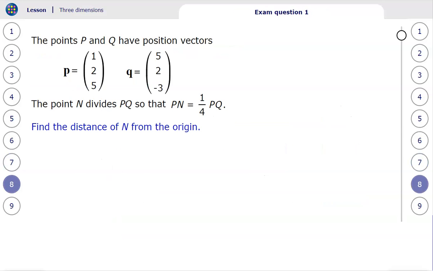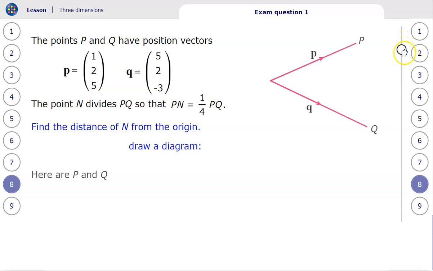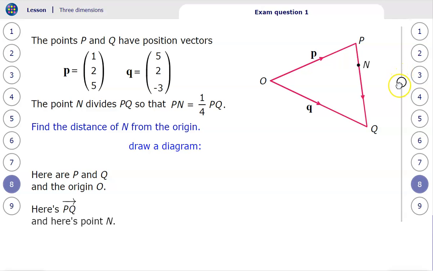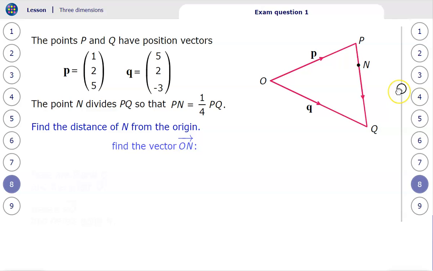Different problem says this: the points P and Q have position vectors given by 1, 2, 5 for P and 5, 2, minus 3 for Q. Point N divides PQ so that PN is a quarter of PQ. Find the distance of N from the origin. Now, as we said before, try and draw a diagram to represent this. There are my 2 points P and Q. There's my displacement vector PQ, and N lies along it, so it's a quarter of the way along PQ.